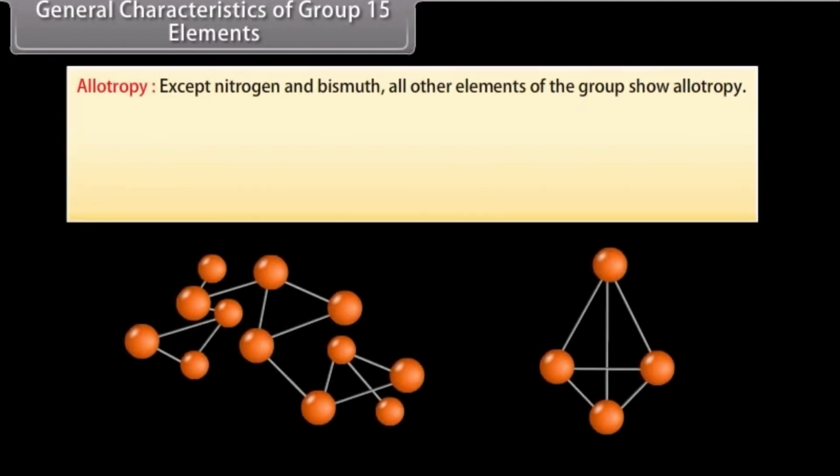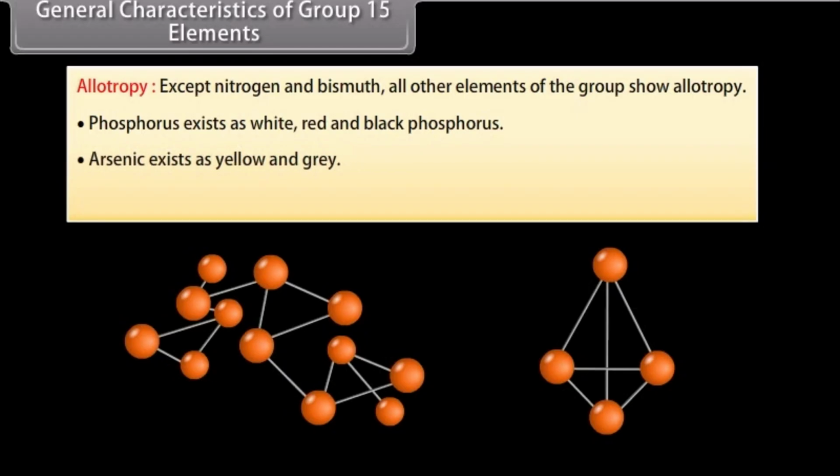Allotropy. Except nitrogen and bismuth, all other elements of the group show allotropy. Phosphorus exists as white, red, and black phosphorus. Arsenic exists as yellow and grey. Antimony exists as yellow and grey.